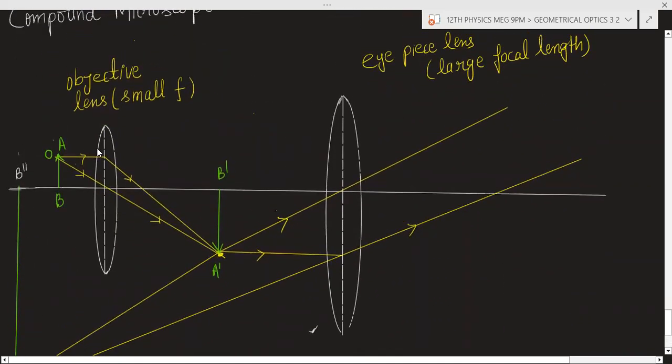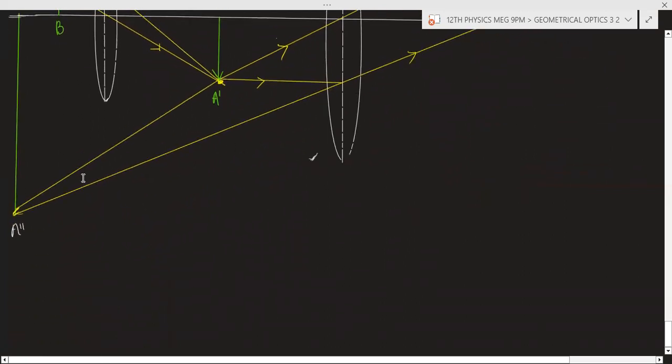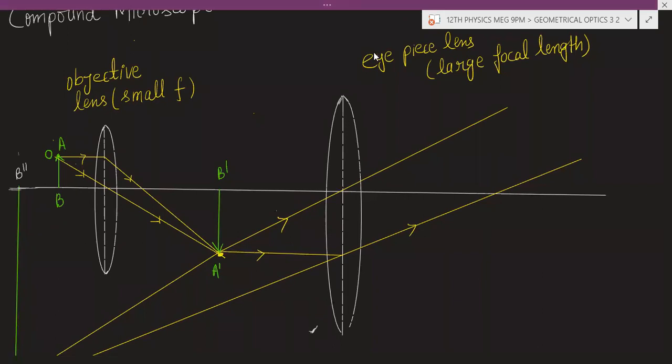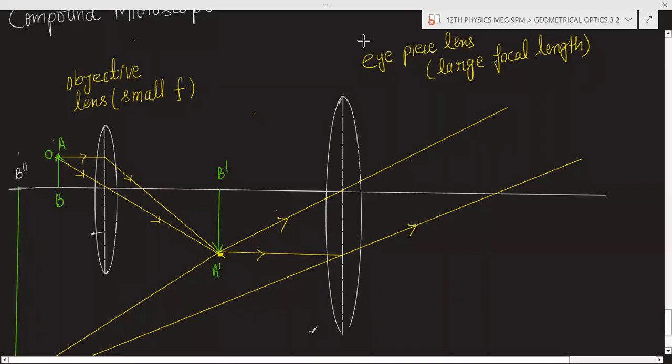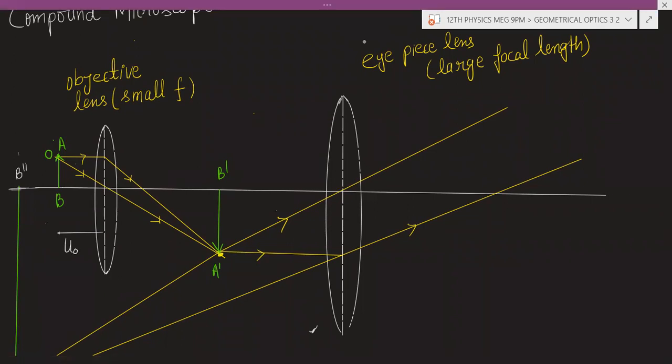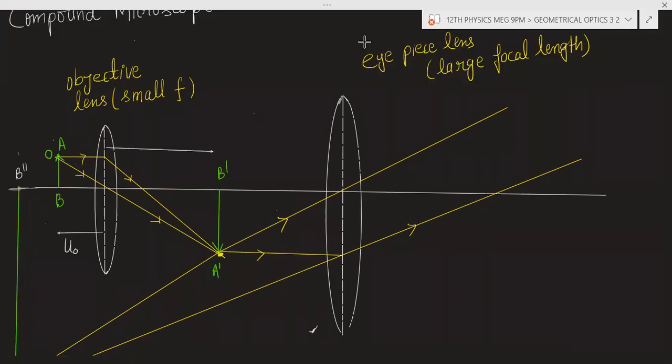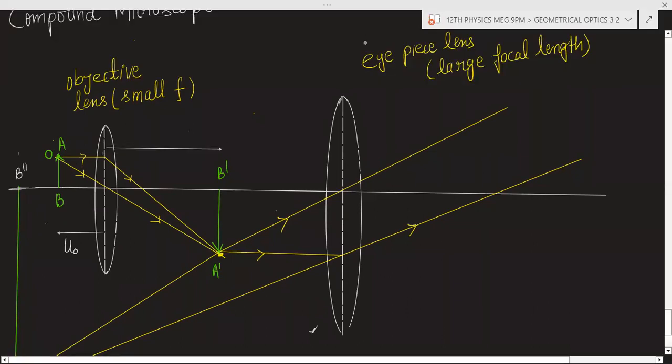First the image will be formed by the objective lens, and that image will work as an object for the eyepiece lens, and that eyepiece lens will produce the final image here. So we can mark the distances now. If this distance is the object distance for the objective lens, then this distance from here to here is the image distance for the objective lens.